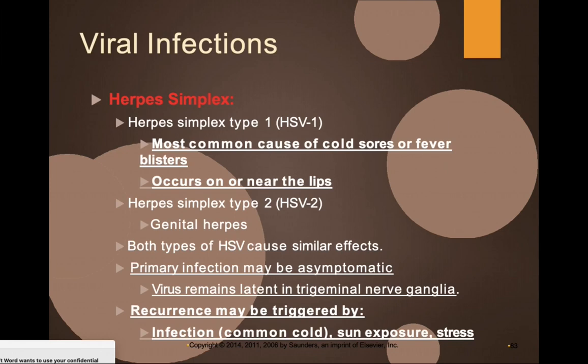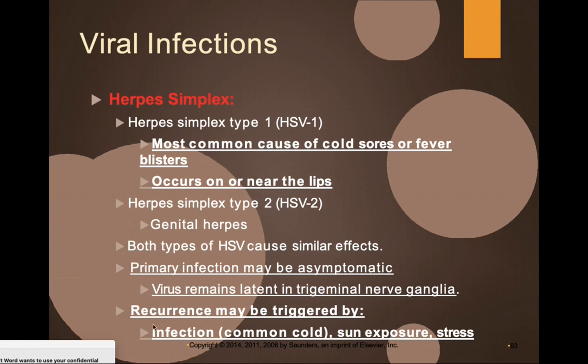Herpes simplex type 1, right? So we're looking at some viral infections. It's the most common cause of the cold sore or the fever blisters and usually occurs near the lip. Herpes simplex type 2 usually targets the genitalia, but type 1 is the most common that we see with the vesicles and blistering around the lip.